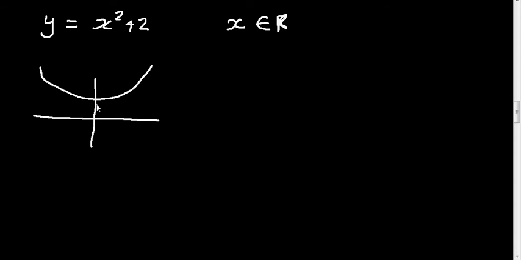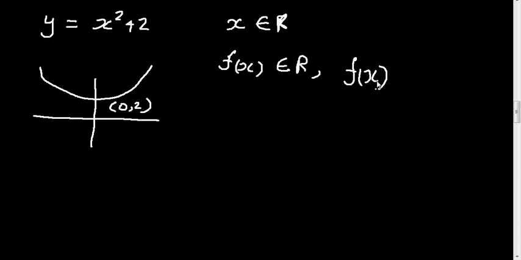Right, so the minimum point there is (0, 2). Okay, so for the domain it includes all real numbers. What about the y coordinates, or f of x? That includes all real numbers, and if you notice, this function would never go below this point where y is equal to 2. So this function does not have any values below this. So f of x is greater than or equal to 2.